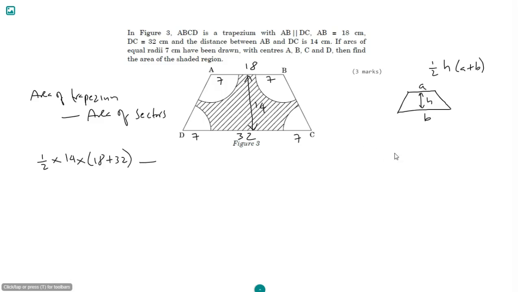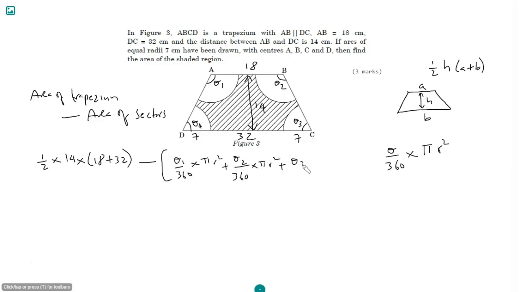You know that the area of a sector is theta by 360 into pi r square, right? Where theta is the central angle of the sector. Now we have 4 sectors here. Let's mark the angles as theta 1, theta 2, theta 3 and theta 4. So to find the areas of all the 4 sectors, you need to add theta 1 by 360 into pi r square plus theta 2 by 360 into pi r square plus theta 3 by 360 into pi r square plus theta 4 by 360 into pi r square. Note that r is the same in all these sectors.